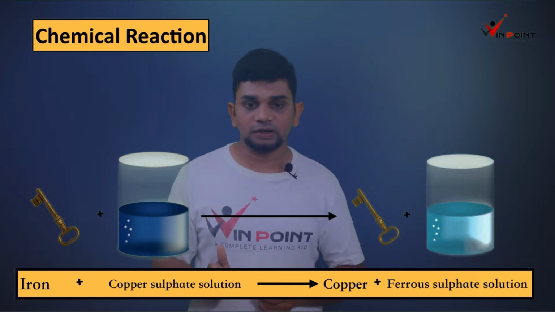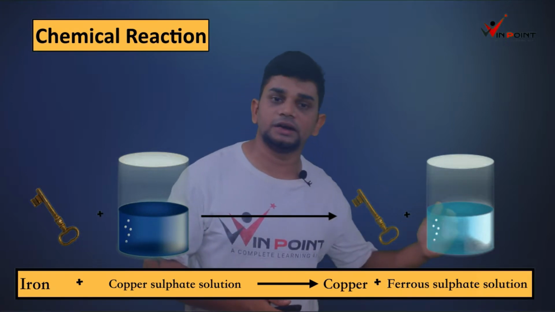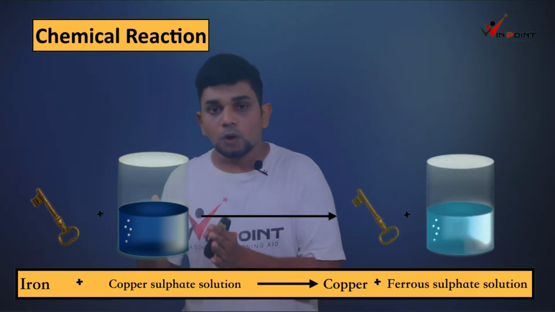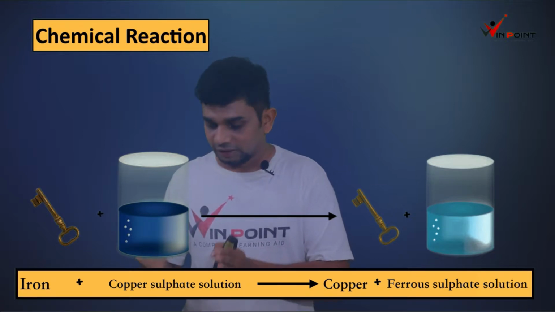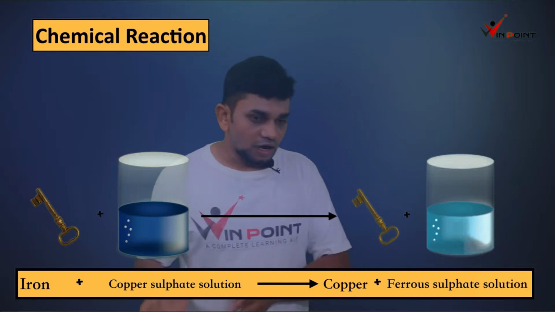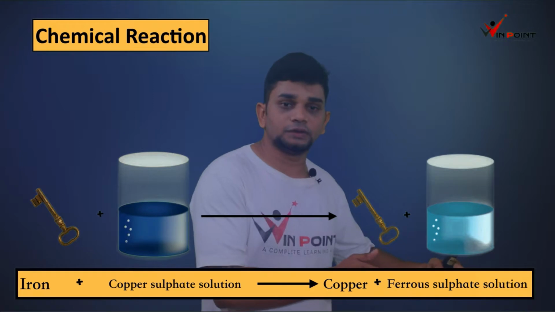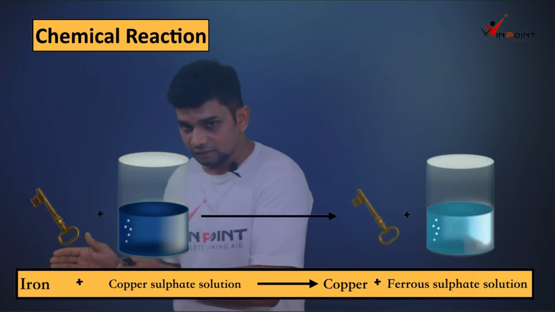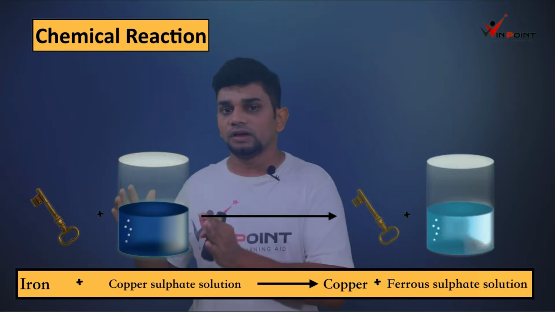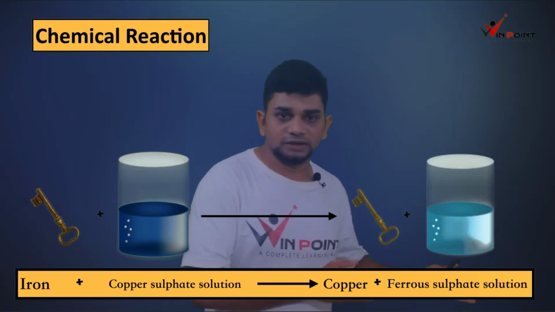Iron plus copper sulfate solution gives copper plus ferrous sulfate solution. Here it was copper sulfate solution, isn't it? After the reaction it is ferrous sulfate solution. Here it is iron and after the reaction it is copper. Just compare the reactant side and the product side.